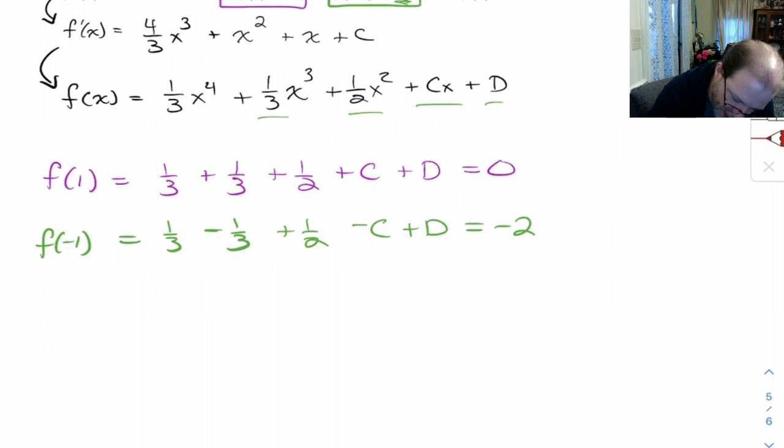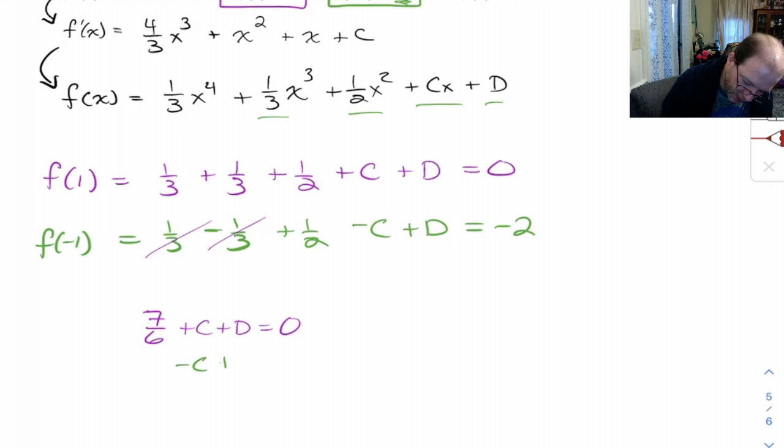All right, so this won't be too bad. Let's see, this purple equation, if I combine all this stuff together, you've got 1/3 plus 1/3 plus 1/2, which is 7/6. So we get 7/6 plus c plus d equals 0. And then let's see this other one. The 1/3 and 1/3, those cancel away. So you've got minus c plus d. Well, 1/2 minus c plus d equals -2. Don't lose my negative.